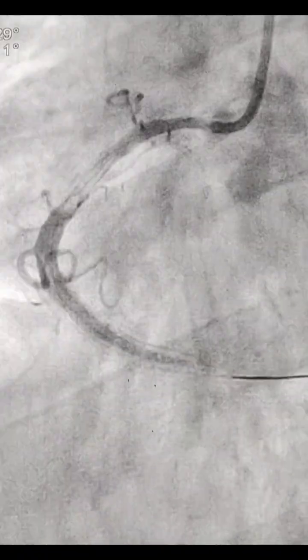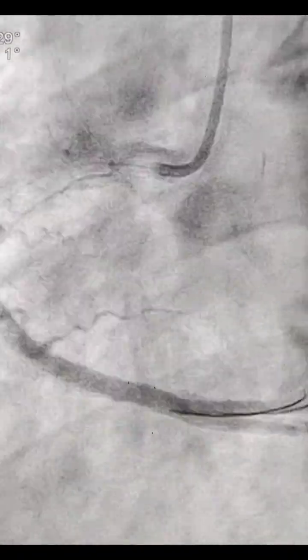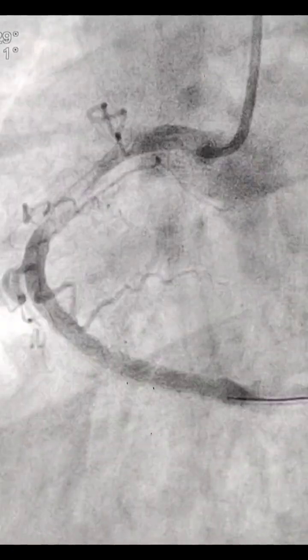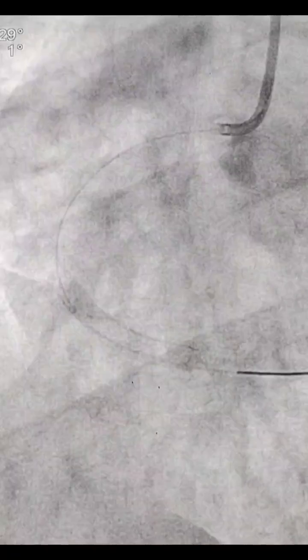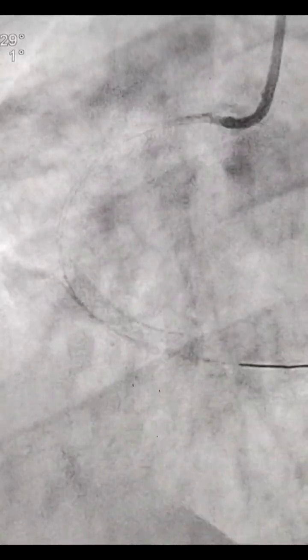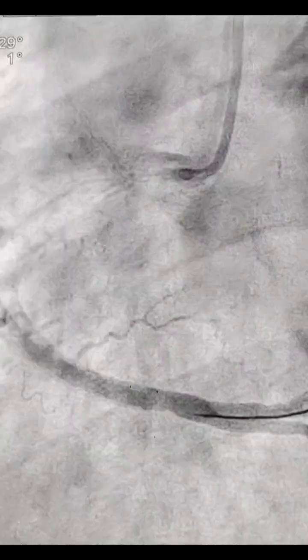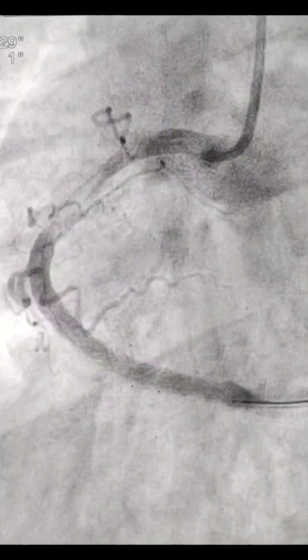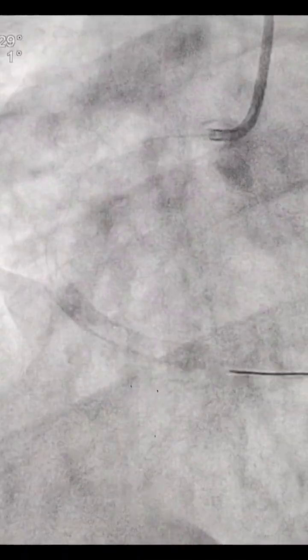Now we can see the flow is getting worse and thrombus has appeared, and you can see the large thrombus in the RCA, the proximal RCA. So now what to do? There's only one way, just to do thrombosuction.